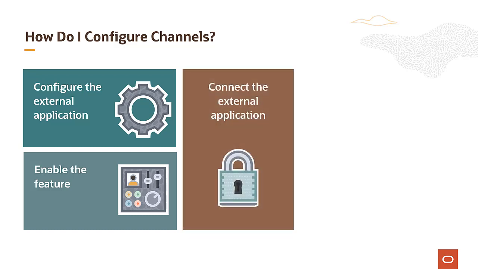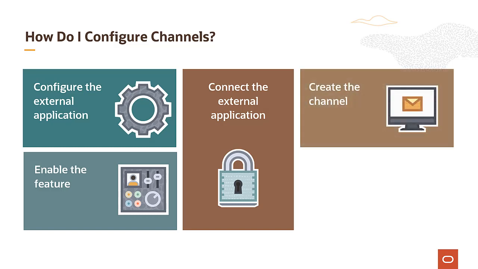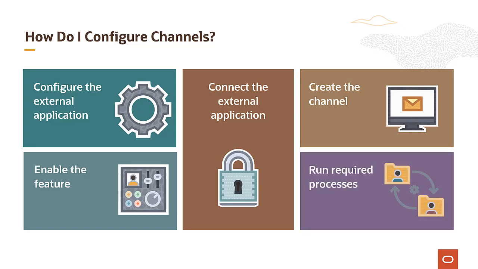Third, you need to connect the external application, typically by providing security credentials to help desk. Fourth, you create a channel such as an email channel. Finally, you run any required processes, such as an email monitoring process or a Slack user synchronization process.